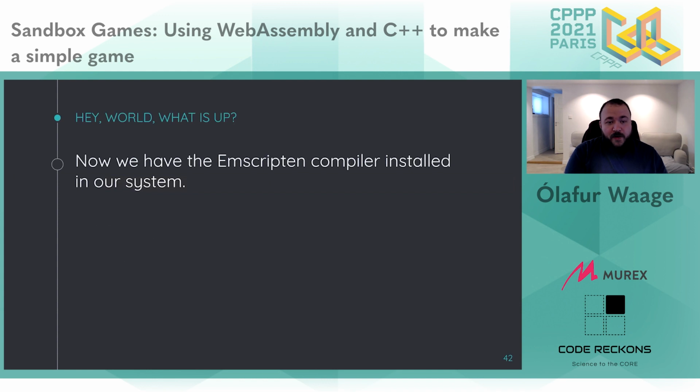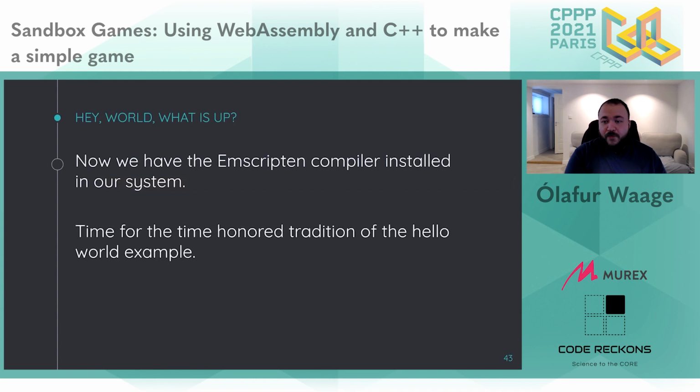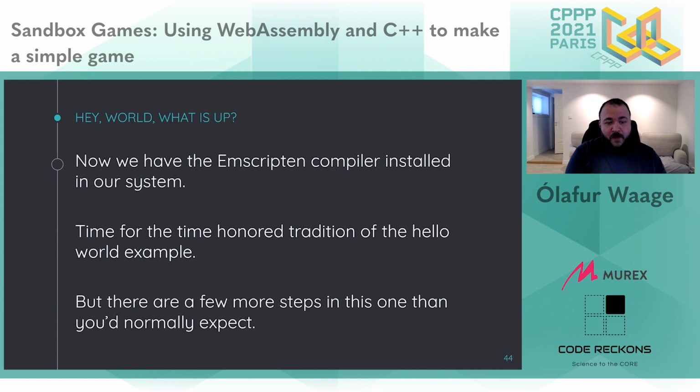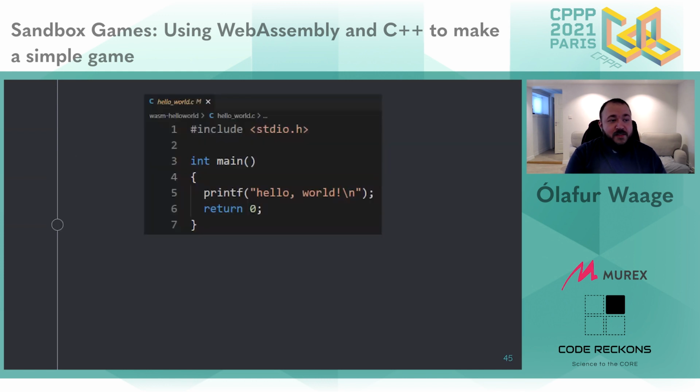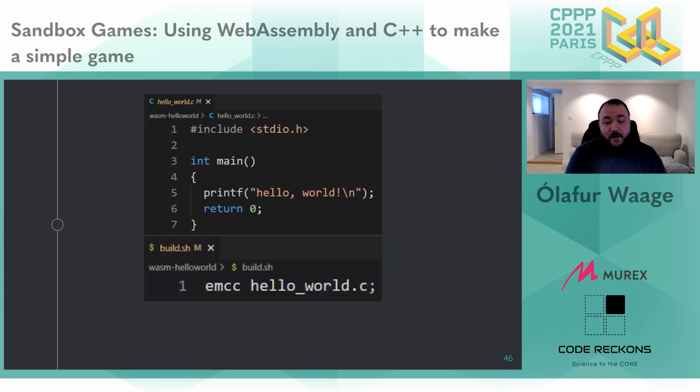So now what, right? Isn't it the time for the honored tradition of the hello world example? But there are a few more steps that we need to think about before we go into the hello world example. So let's look at them. I'm going to use a C-like hello world just to show you that you can. So it's a printf hello world with stdio. I call emcc on hello world. No options, no flags, nothing fancy. And what I get out is two files, a.out.js and a.out.wasm.